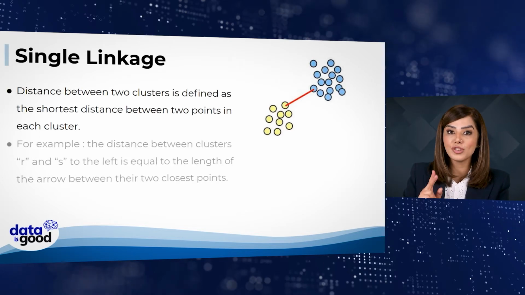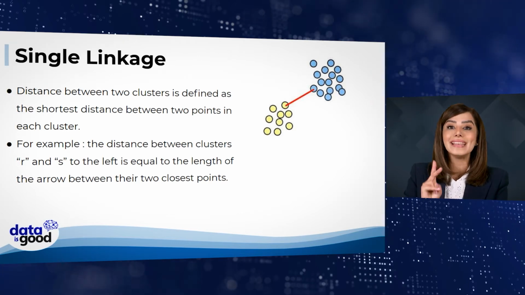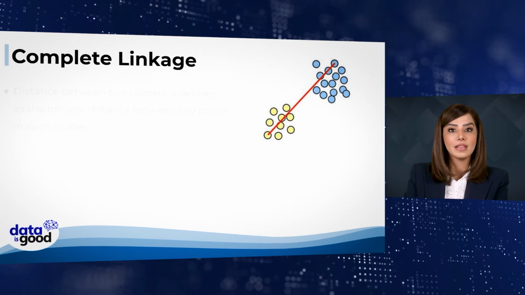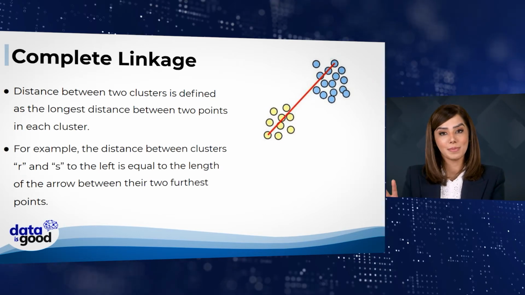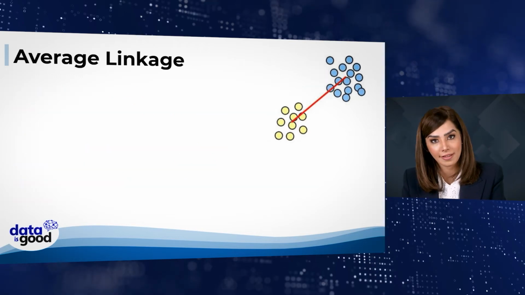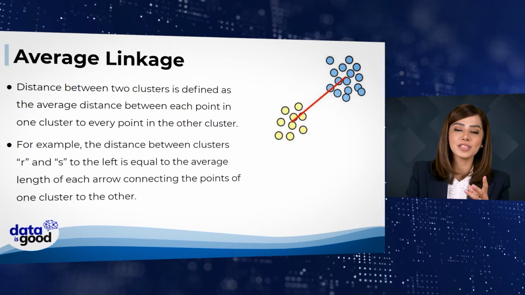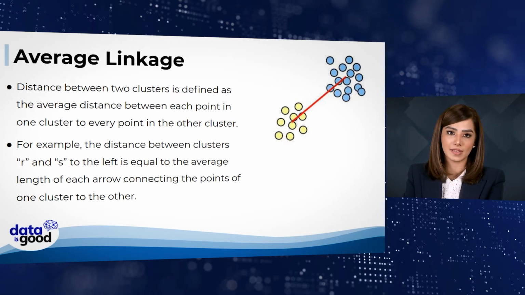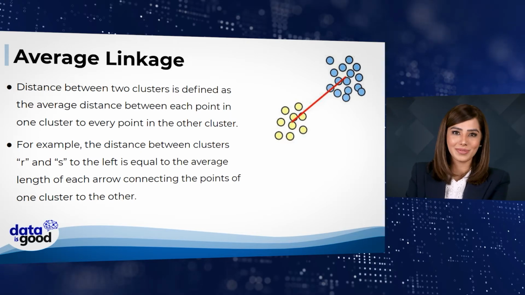The distance between 2 clusters is defined as the shortest distance between 2 points in each cluster. Whereas in complete linkage hierarchical clustering, the distance between 2 clusters is defined as the longest distance between 2 points in each cluster. And finally, in average linkage hierarchical clustering, the distance between 2 clusters is defined as the average distance between each point in one cluster to every point in the other cluster. So I hope you understood how hierarchical clustering works and are excited to implement this too.